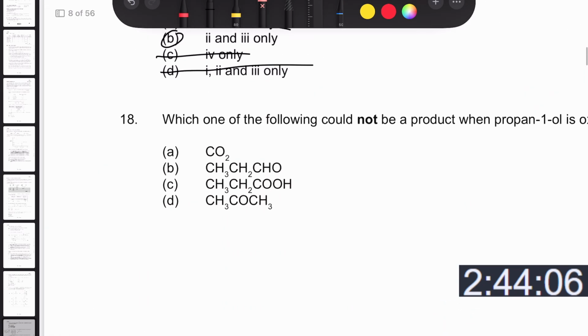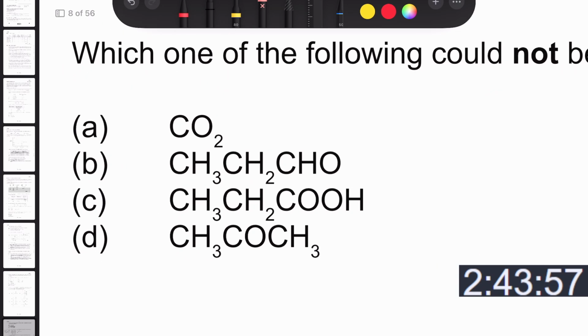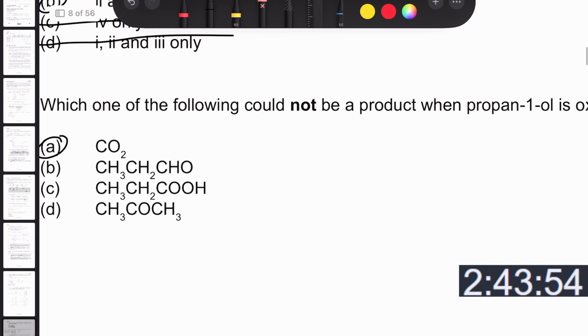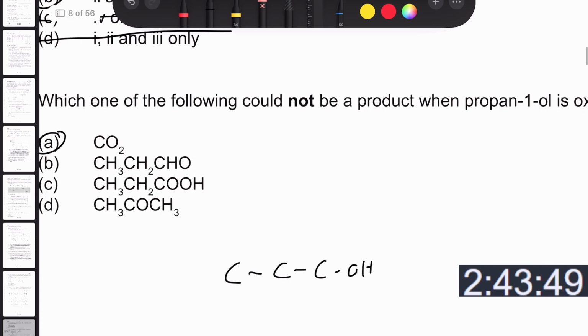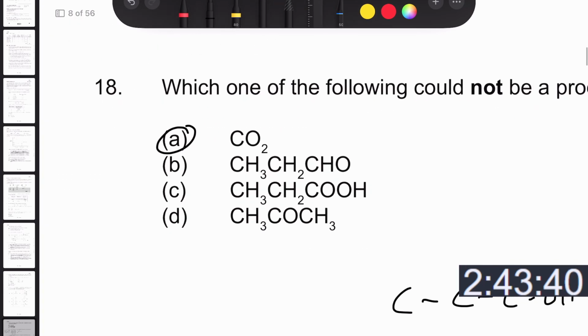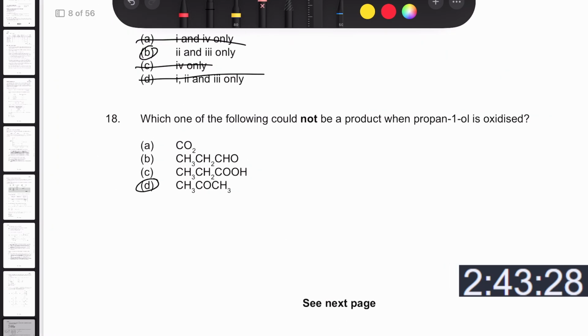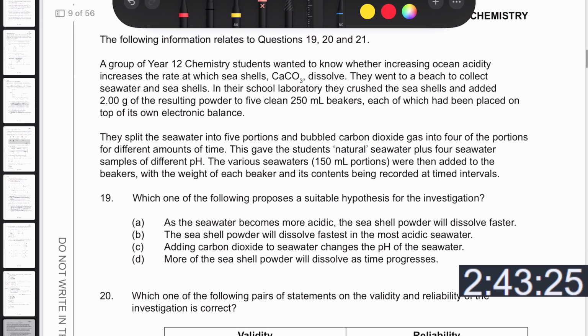Yep. Which of the following could not be a product when propan-1-ol is oxidized? So this is just this one, propan-1-ol. 1, 2, 3, 4. Oh wait, 1, 2, 3. OH. How are we getting CO2? Oh, because it could be used as a fuel, right? And you can't get that O to be here. Okay, so it's D. Because you can get B and C from just normal oxidation, and then A would be a combustion as opposed to oxidation.